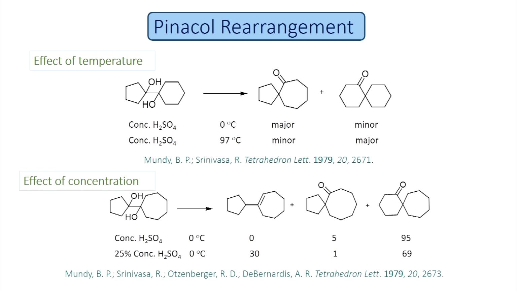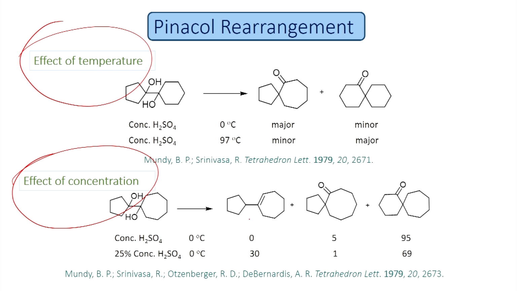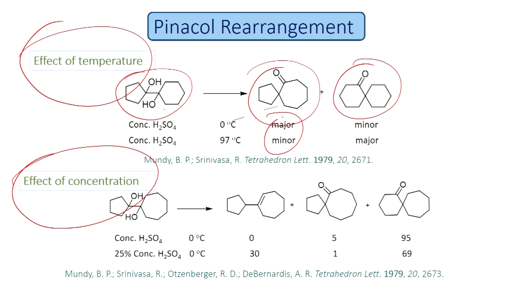This slide shows some of the literature examples which depend on the temperature as well as the concentration of the acid employed in the Pinacol rearrangement. For example, here is the rearrangement of the diol to this spirocyclic compound, which depends upon the temperature. At lower temperature, this undergoes protonation, then this bond migrates, and you get the 7-membered ring. On the other hand, at higher temperature, when this OH group undergoes protonation, this 5-membered ring expansion takes place and you get this system.